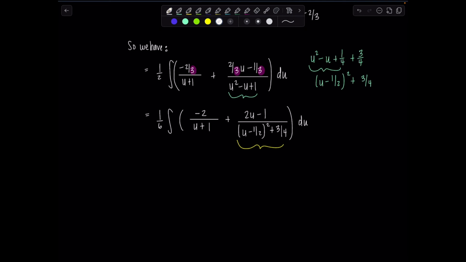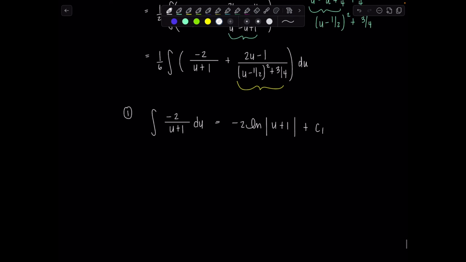Yeah, why not? Okay. So integral number 1, we have -2 over u plus 1 du. That's -2 ln absolute value u plus 1 plus c1. Put that on hold. And then integral number 2, here's where things just fall into place so beautifully. And this was a pleasant surprise. I was working on this last night and I was like, oh, this is fabulous.